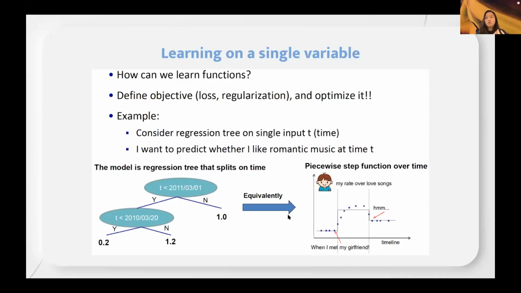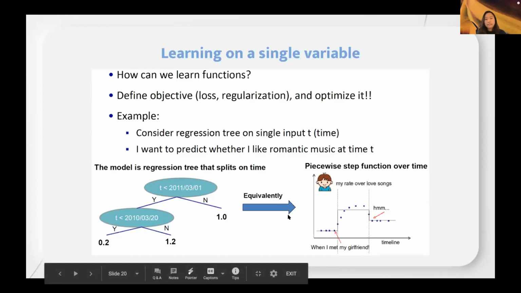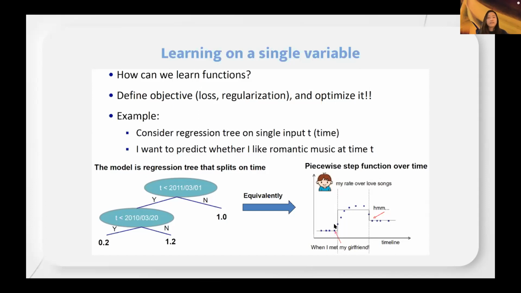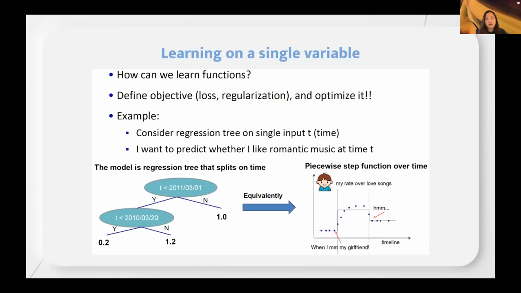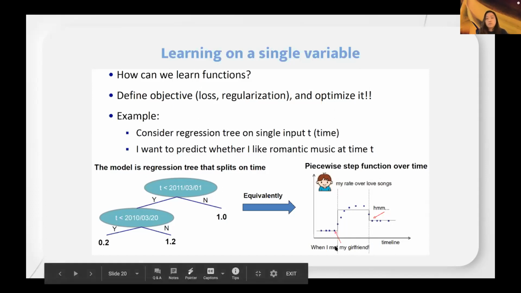And the idea here is that we want to look at this regression tree as a piecewise step function over time. My rate for love songs before I met my boyfriend is potentially really low. And then afterwards, there's a time period in which I have a really high love for romantic songs, because this is the honeymoon phase. And then after this time splitting point, we're looking at potentially a drop in the score or maybe a jump in the score. You can't guarantee for sure. But the thing is, there's this splitting point in time and there's a score tied to this time period. That's very important.